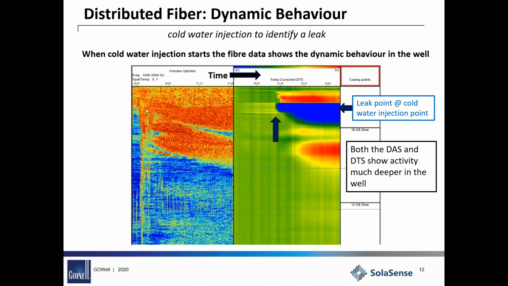So if you look at the DAS survey on the left-hand track with annulus injection, we can clearly see about halfway down the well there are activities going on that originate from when we started annulus injection and movement of coherent energy down that well. So there is something going on much deeper that needs to be investigated.